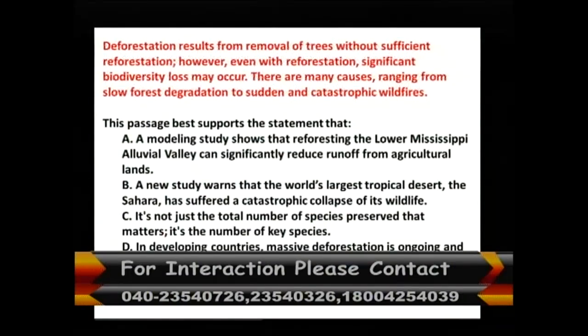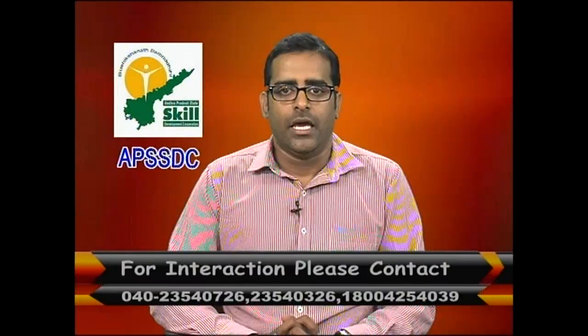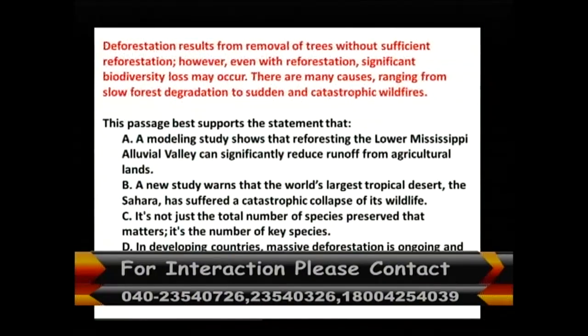Next, deforestation results from removal of trees without sufficient reforestation. Deforestation means you cut down the trees from the forest. However, let's have the slide. I'm reading. Let's have the slide. Deforestation results from removal of trees without sufficient reforestation. However, even with reforestation, significant biodiversity loss may occur.